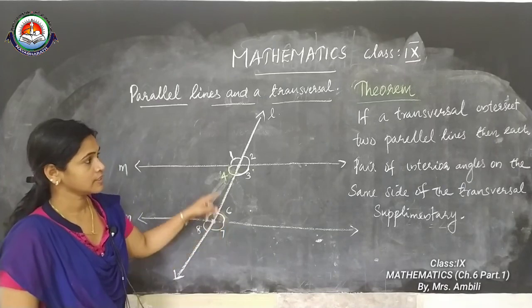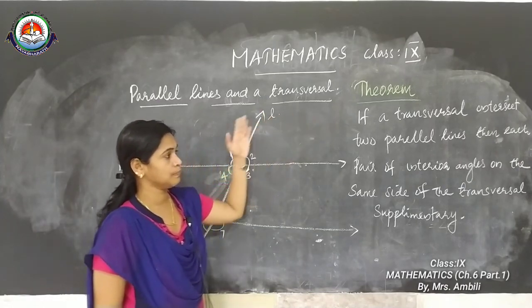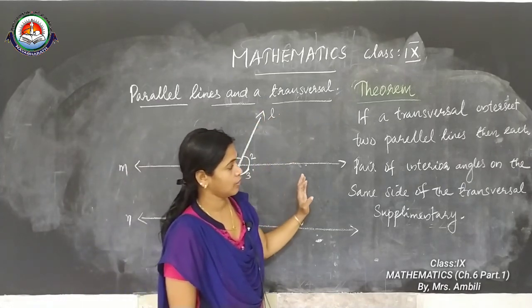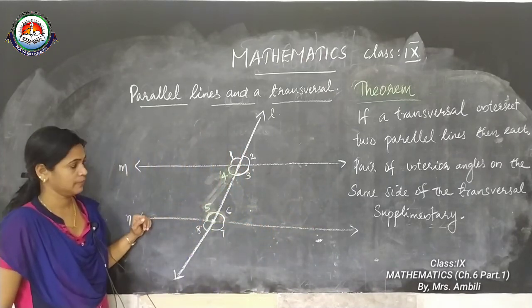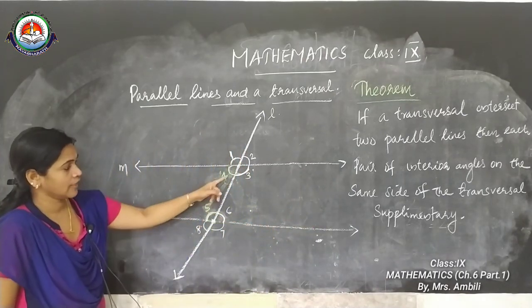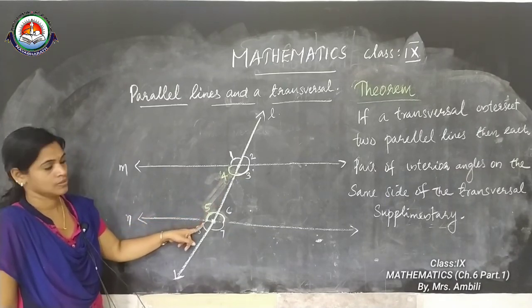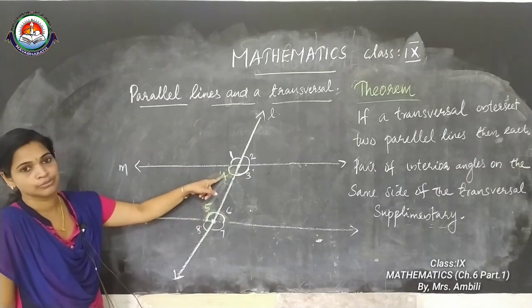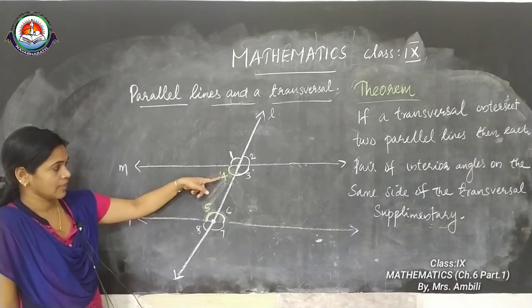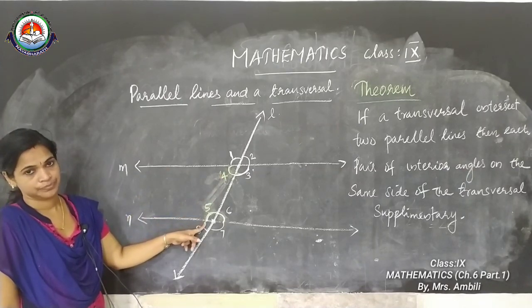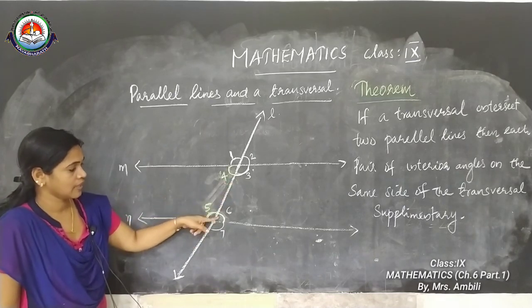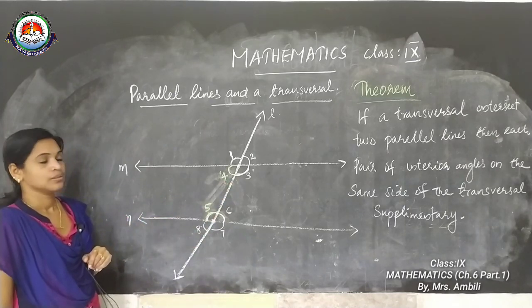Clear? That is, if a transversal intersects two parallel lines, then each pair of interior angles on the same side of the transversal is supplementary. It means our pair of interior angles on the same side of the transversal, that is angle 5 and angle 4, is supplementary: angle 4 plus angle 5 is 180 degree. And angle 3 plus angle 6 equals 180 degree.